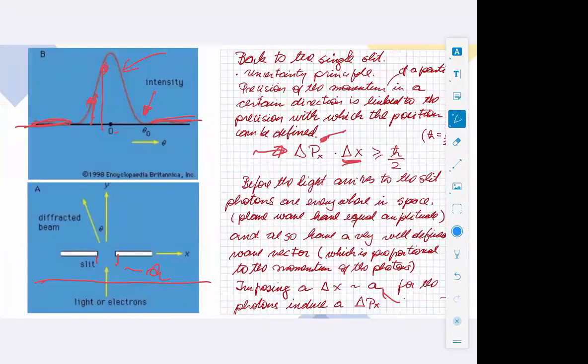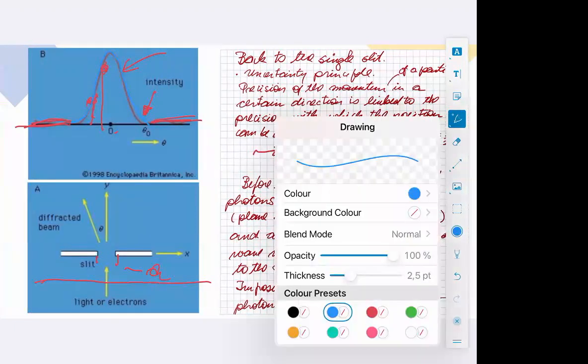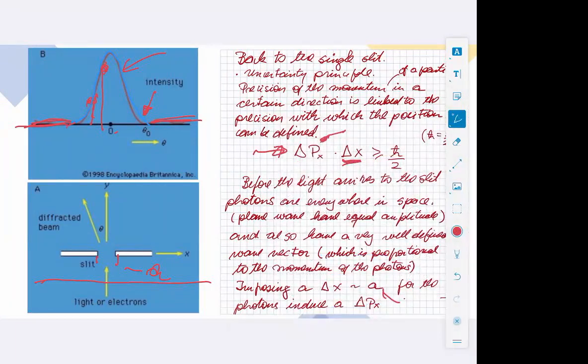graph, this intensity graph that goes like that, new pen. This graph here. No, what happened now?